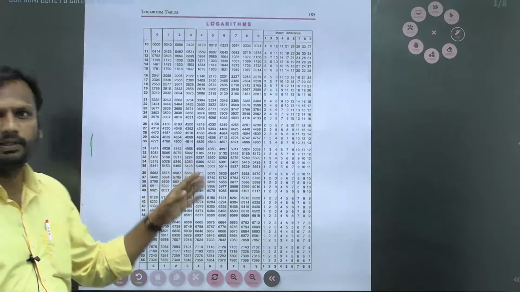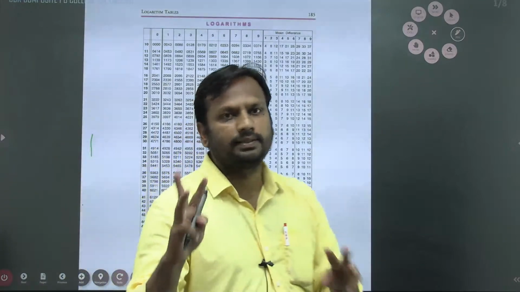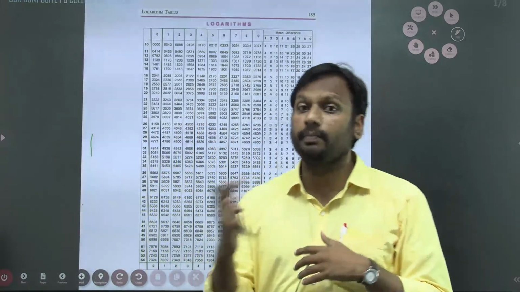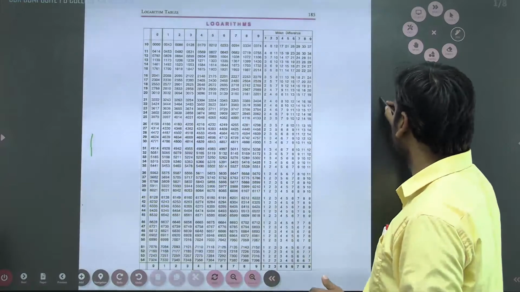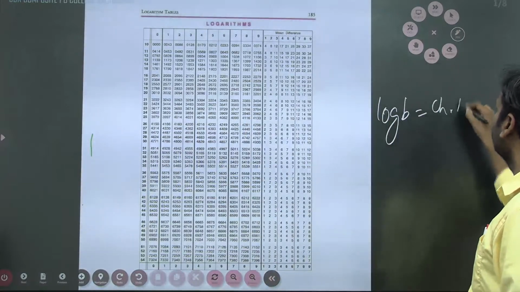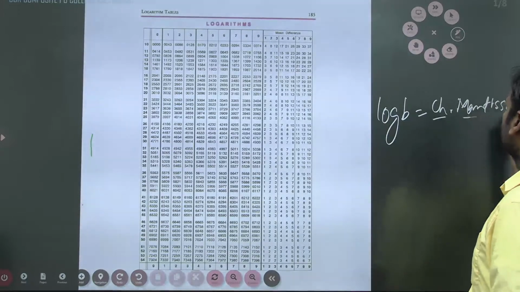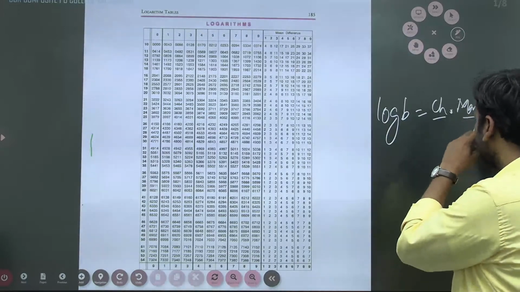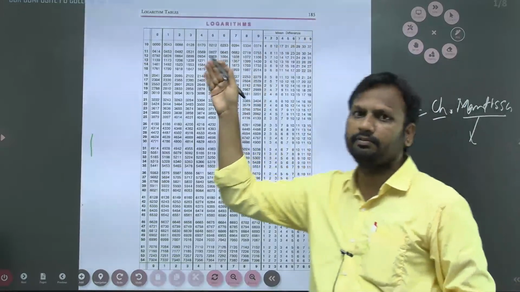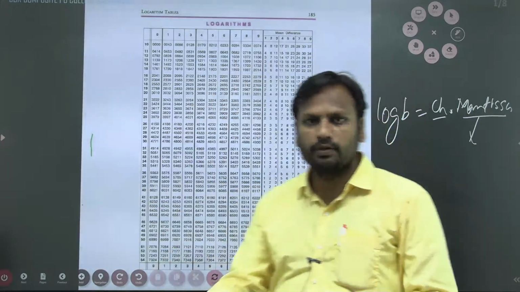Okay, the log table has three parts, students. Log table has three parts, right? To find out the characteristic part and the mantissa part, how do we find the mantissa part? The mantissa part can be found from the logarithm table itself, which is given in the book.